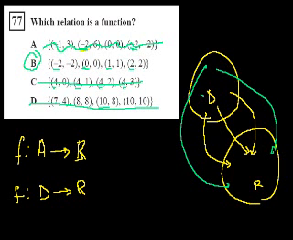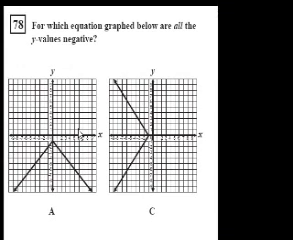Problem 78. All right. This is, okay, for which equation graphed below are all the y values negative?